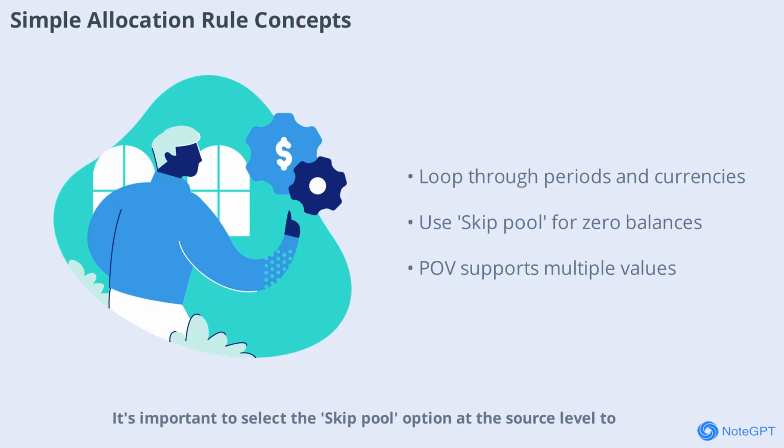It's important to select the skip pool option at the source level to prevent the process from aborting if no balance exists in a source pool. This flexibility ensures that allocations proceed smoothly, even when some combinations have zero balances.